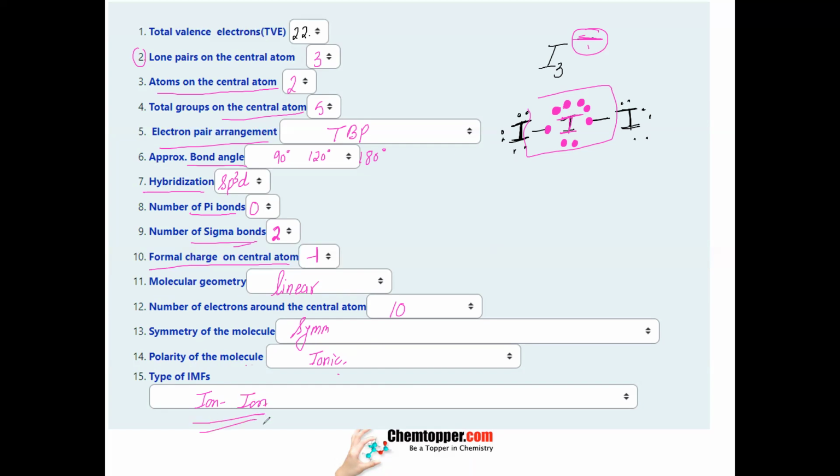That will be there. It's an ionic compound, right? So the dominating attraction is ion. Yeah, they all are there. You can say ion, dipole, and LDF. Are we clear about it?